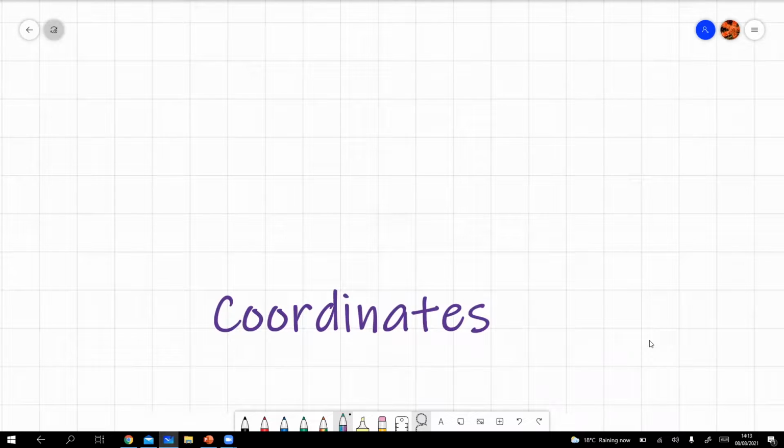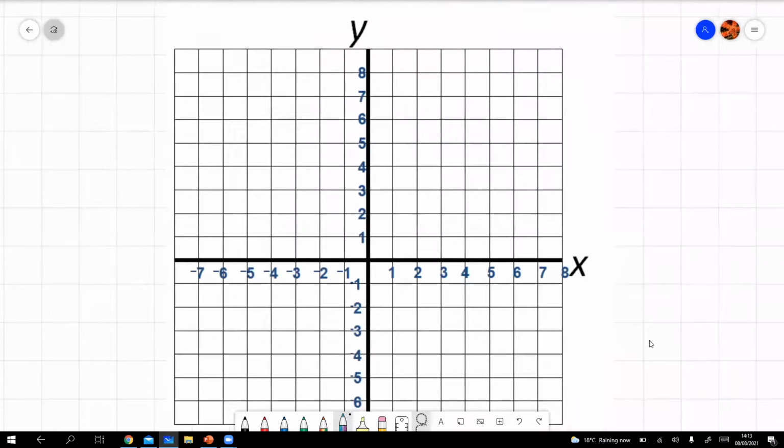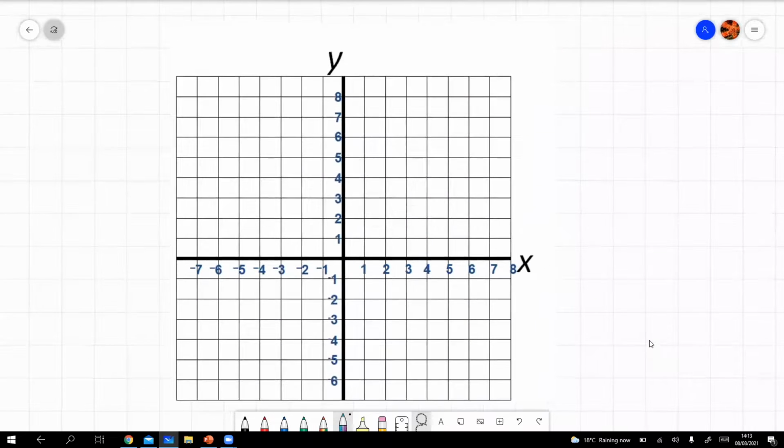Coordinates. In today's lesson, we will be looking at coordinates. Coordinates are plotted on an axis like this, and you normally have two numbers, an X number and a Y number.